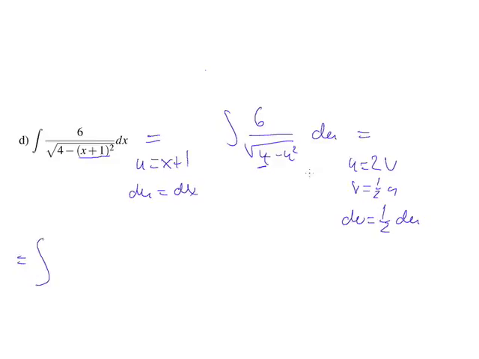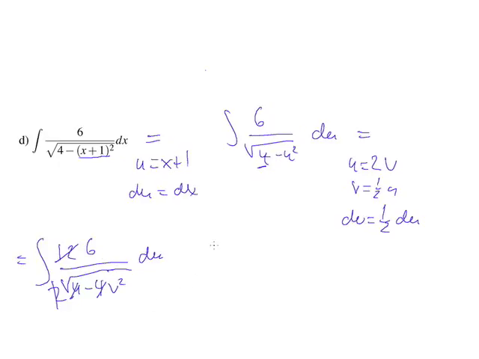Doing this substitution, what do we get? Dividing by 1/2 gives us a factor 2. So we get 12 in the numerator divided by the square root of 4 minus 4v squared, 4v squared being (2v) in parentheses squared. We can now take this common factor 4 out, take the square root, this gives us a factor 2. The 2 cancels with the 12, which again becomes a 6.